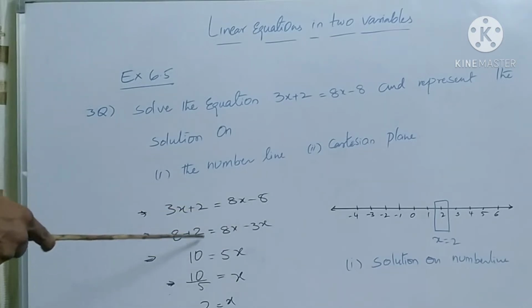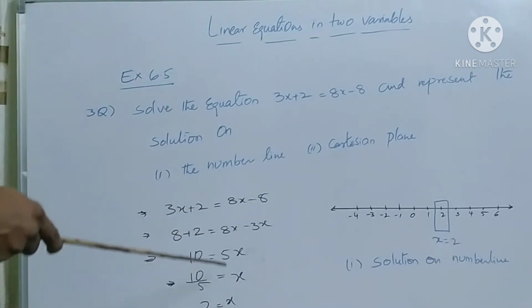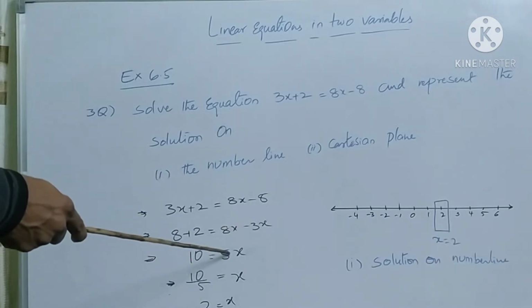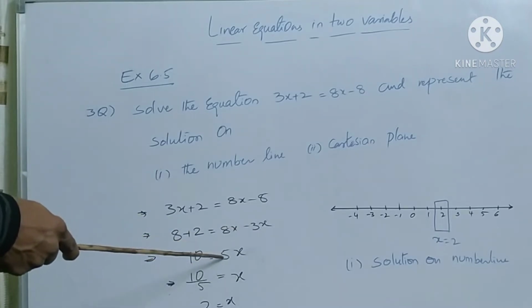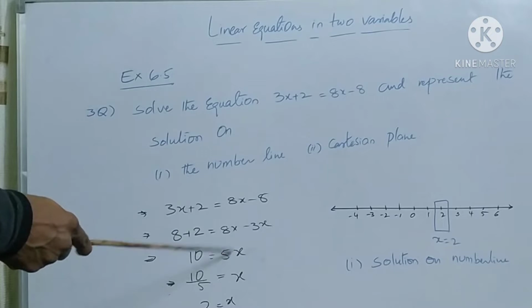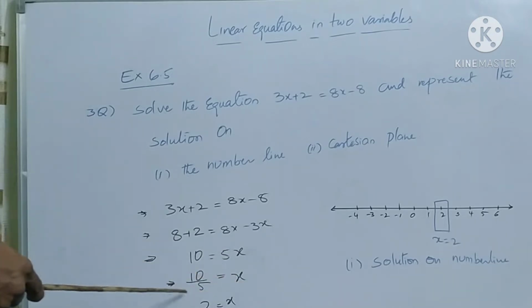Here 8 plus 2 is equal to 10, and the remaining 8x minus 3x is equal to 5x. Transpose this 5, so multiplied by 5 it transposes to divided by 5. So x is equal to 10 by 5, x is equal to 2.